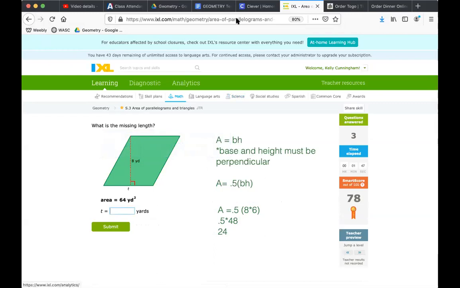Okay, so clearly they like to give you the area and have you work backwards and find a missing dimension. So in this case, the area is 64. So 64 is equal to my base, which is t, and my height, which is 8. So then 64 divided by 8 would give me 8. So 8 is t.